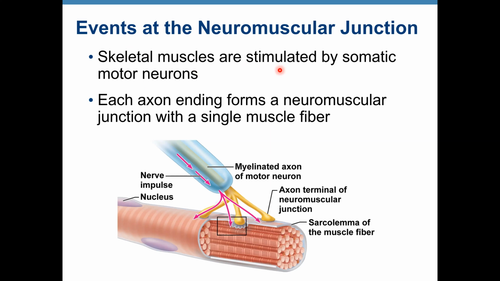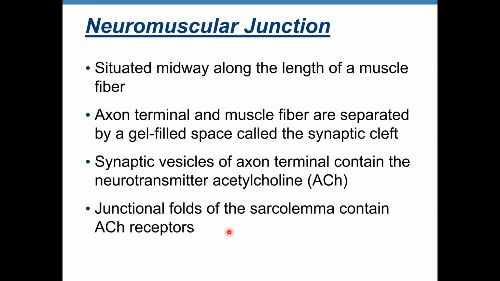So skeletal muscles are stimulated by somatic motor neurons, and each axon ending forms a neuromuscular junction with a single muscle fiber, right? So here is our neuromuscular junction. Neuromuscular junctions are situated midway along the length of a muscle fiber. Axon terminal and muscle fiber are separated by a gap called synaptic cleft, and this is gel-filled space.